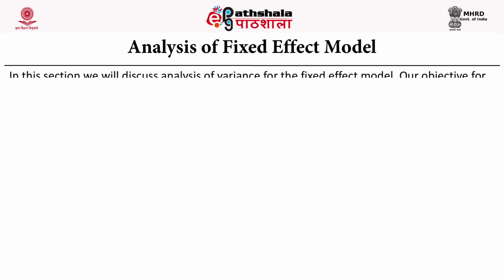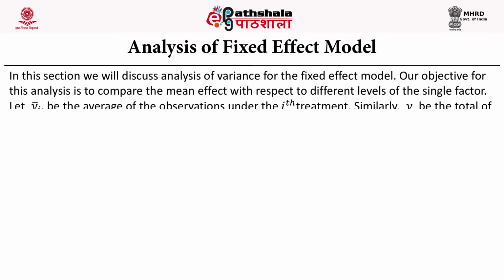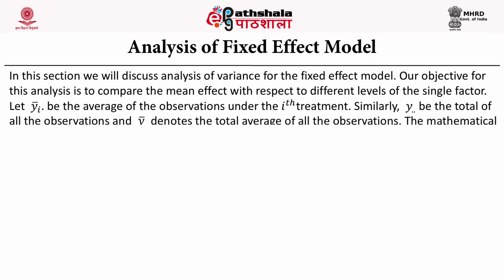Now the theoretical part of the analysis of the fixed effect model. In this section we will discuss the analysis of variance for the fixed effect model. Our objective is to compare the mean effect with respect to different levels of the single factor. Let y_i dot bar be the average of the observations under the ith treatment. Similarly, y double dot is the total of all the observations, and y double dot bar denotes the average of all the observations.